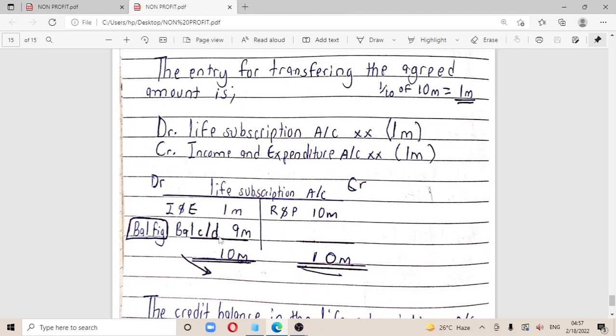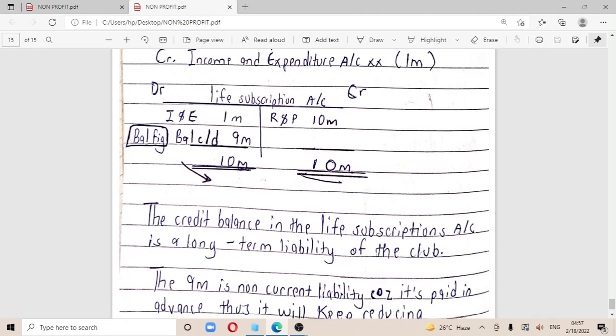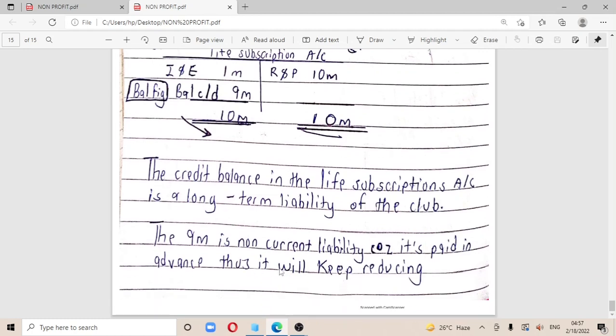So this 9 million is what you take. This 9 million is going to be your non-current liability. This is going to be a credit balance. This 9 million in the life insurance account is a long-term liability of the club. So meaning that they have to keep on reducing this liability. The 9M is a non-current liability because it is paid in advance, thus it will keep on reducing. So they keep on reducing it by putting it under the non-current liabilities. So each year it gets to reduce.